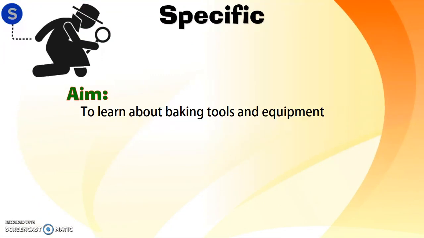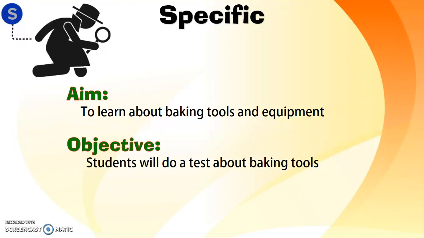If our aim is to learn about the baking tools and equipment, we might want to write an objective which says, students will do a test about baking tools. Do a test is not specific, and another teacher covering your lesson wouldn't know what the test was supposed to be about. It is also something that the students will do.